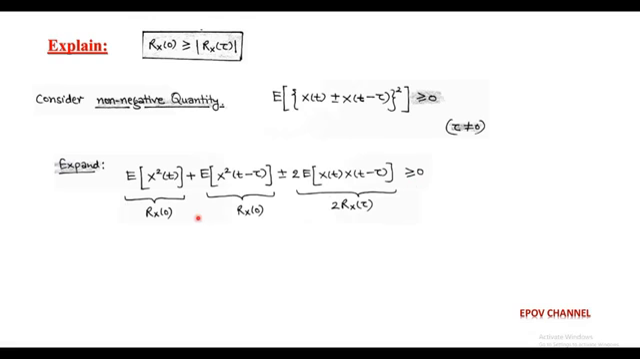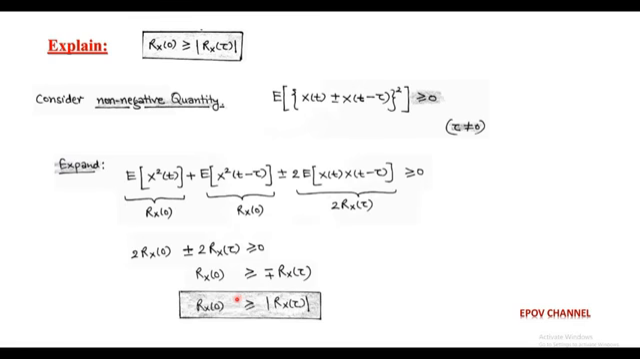Here the first and second terms are the property of the autocorrelation function, and each is equal to the mean square value Rx(0). And the third term is the formula of the autocorrelation function, that is Rx(tau). So twice Rx(0) plus or minus twice Rx(tau) is greater than or equal to 0, or we can say that Rx(0) is greater than or equal to minus or plus Rx(tau). Now in terms of magnitude, we can say that the mean square value Rx(0) is greater than or equal to the magnitude of the autocorrelation function.